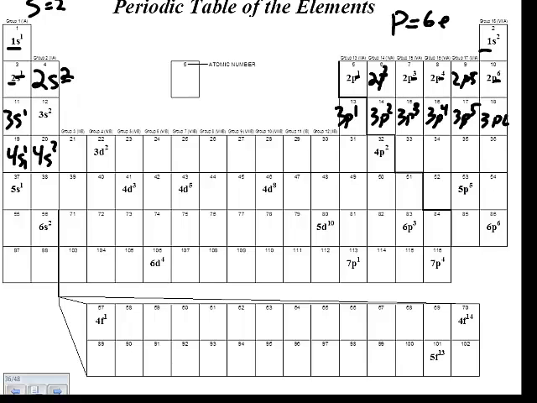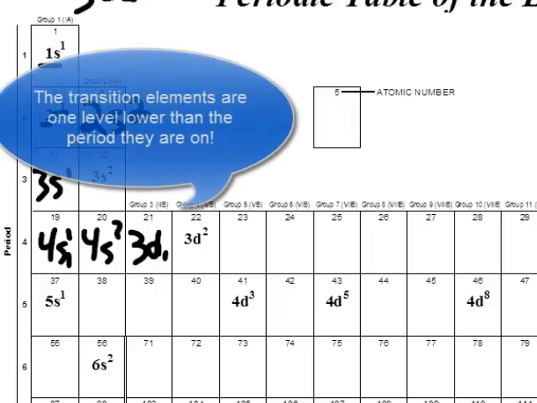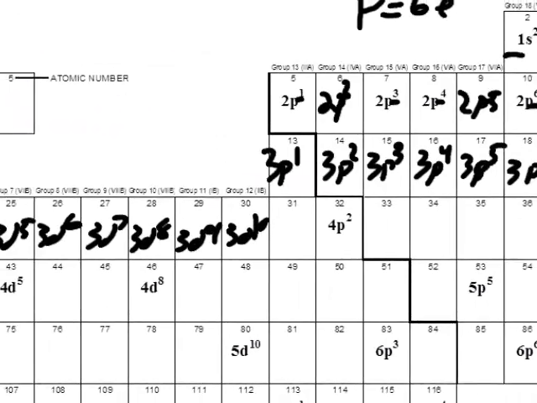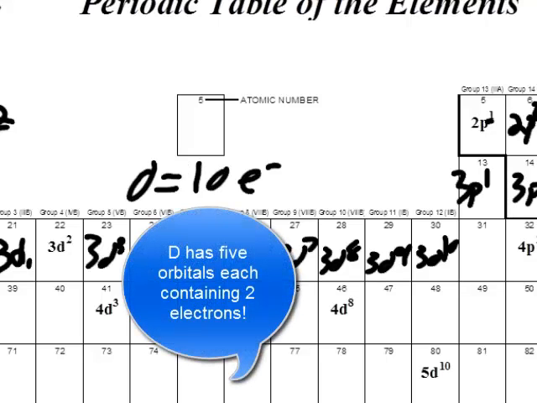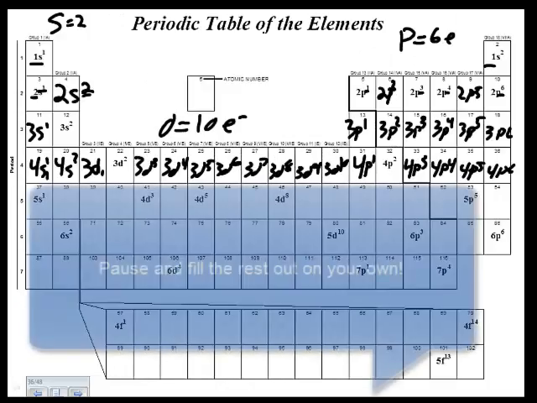Now here's where the change comes. These d orbitals, this row is actually still part of the 3rd energy level. So this is 3d1, 3d2, 3d3, 3d4, and 5, and 6. And that shows you that our d sublevels have 10 electrons. And then it continues on with 4p1, 4p2, 4p3.